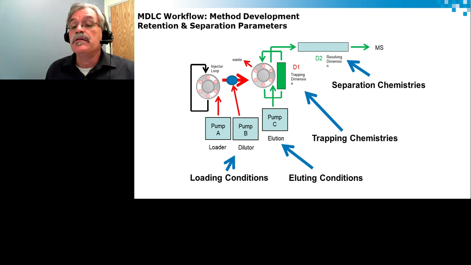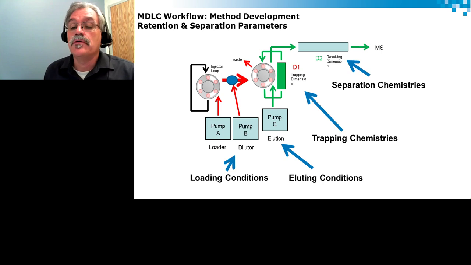In this slide, we have a two-column chemistry, dimension 1 and dimension 2. Dimension 1 is our trap. Dimension 2 is our separation. Now we have here a concept of a loader-diluter pump. That's our first circuit for the trap. On the right-hand side, we have our injector loop that would come from the autosampler. And then we add an extra switch valve that creates a connector between the loading circuit and the elution circuit.